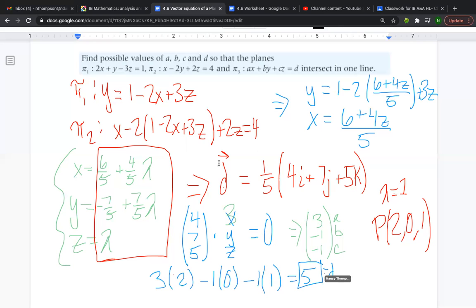Now that I've figured out what my d value is, I can rewrite this equation. So it would be 3x minus y minus z equals 5. And that is my final answer.